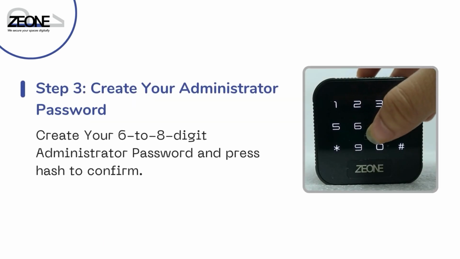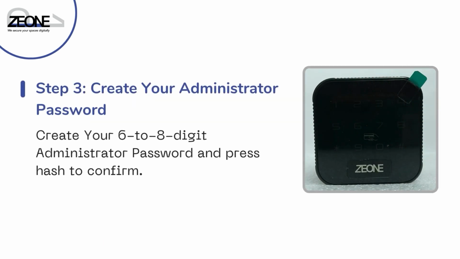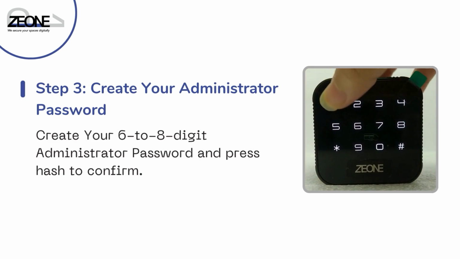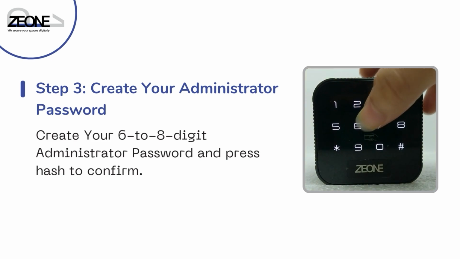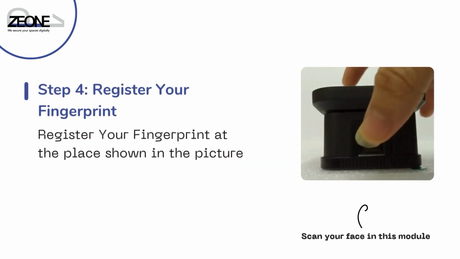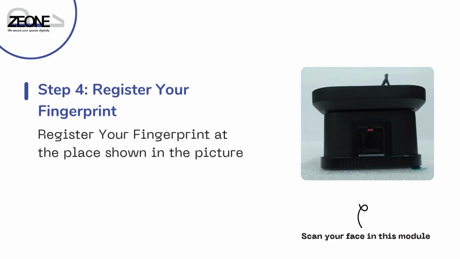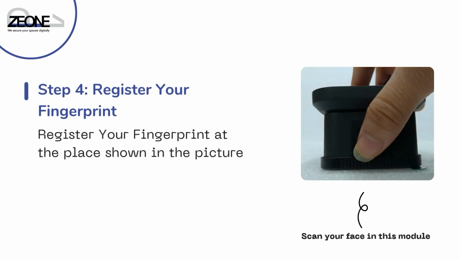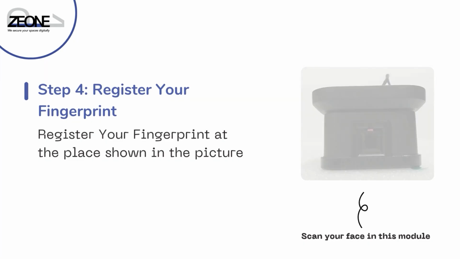Step 3. Create your administrator password. Create a 6 to 8 digit administrator password and press hash to confirm. Step 4. Register your fingerprint. Register your fingerprint at the place shown in the picture.